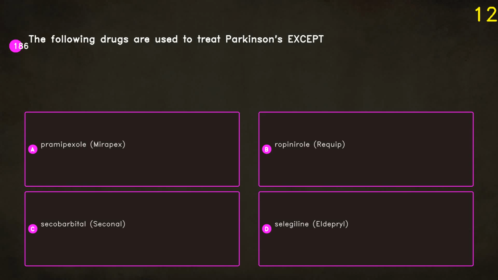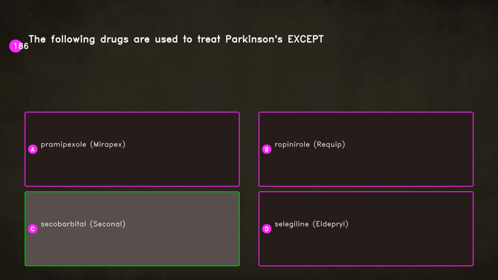Question 186. The following drugs are used to treat Parkinson's except A. Pramipexole, Mirapex, B. Ropinirole, Requip, C. Secobarbital, Seconal, D. Selegiline, Eldepryl. The correct answer is secobarbital.